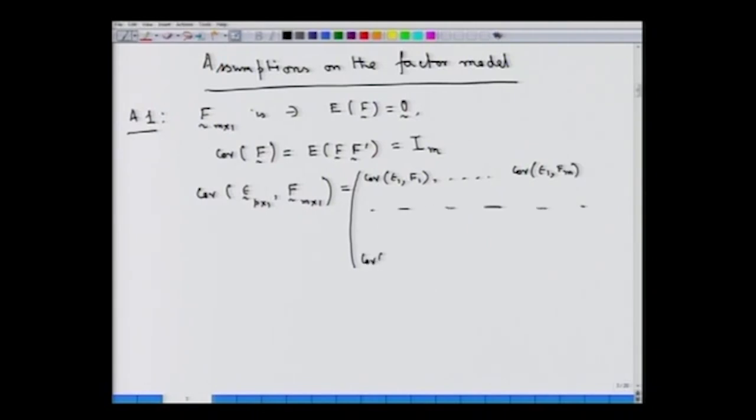The other elements can be filled up, this is epsilon p f 1. So, these are scalar quantities, scalar covariances that we have in here. And this is the covariance between epsilon p and fm. So, this is the variance covariance matrix of this epsilon with f. Now, with the assumption that expectation of f is equal to 0, this covariance is nothing but expectation of epsilon vector multiplied by this f vector transpose, right. So, we assume that this is a null matrix.